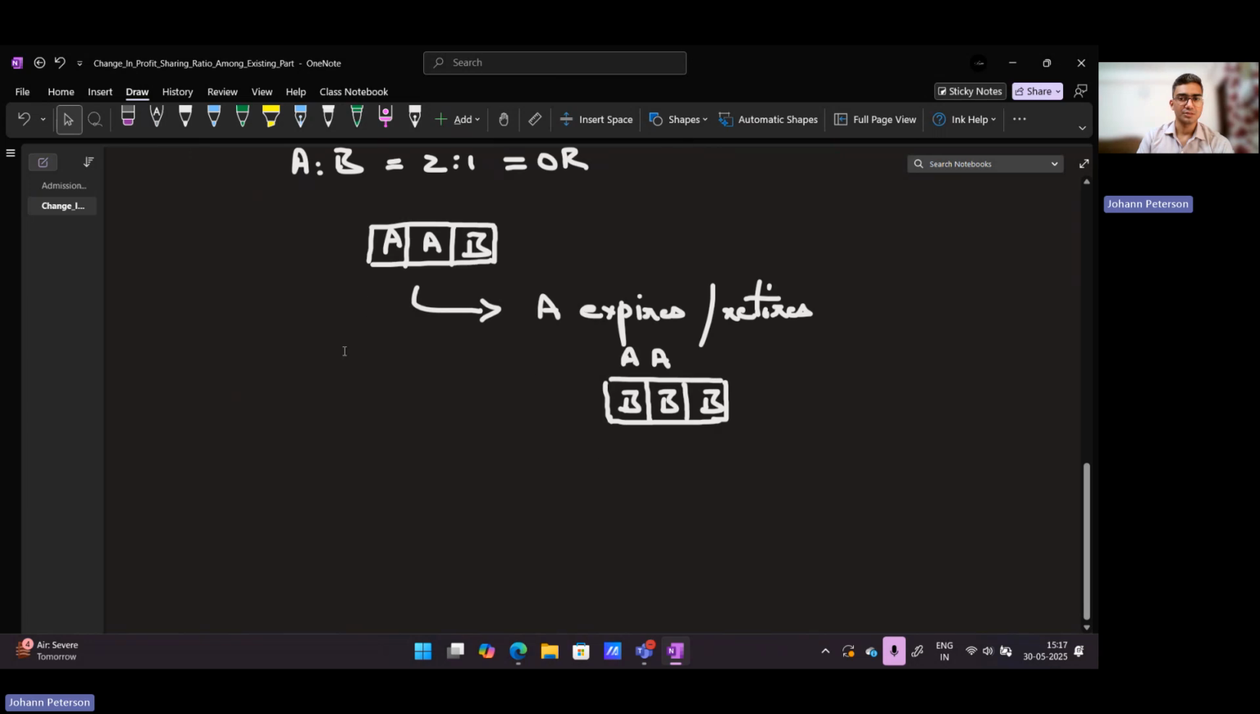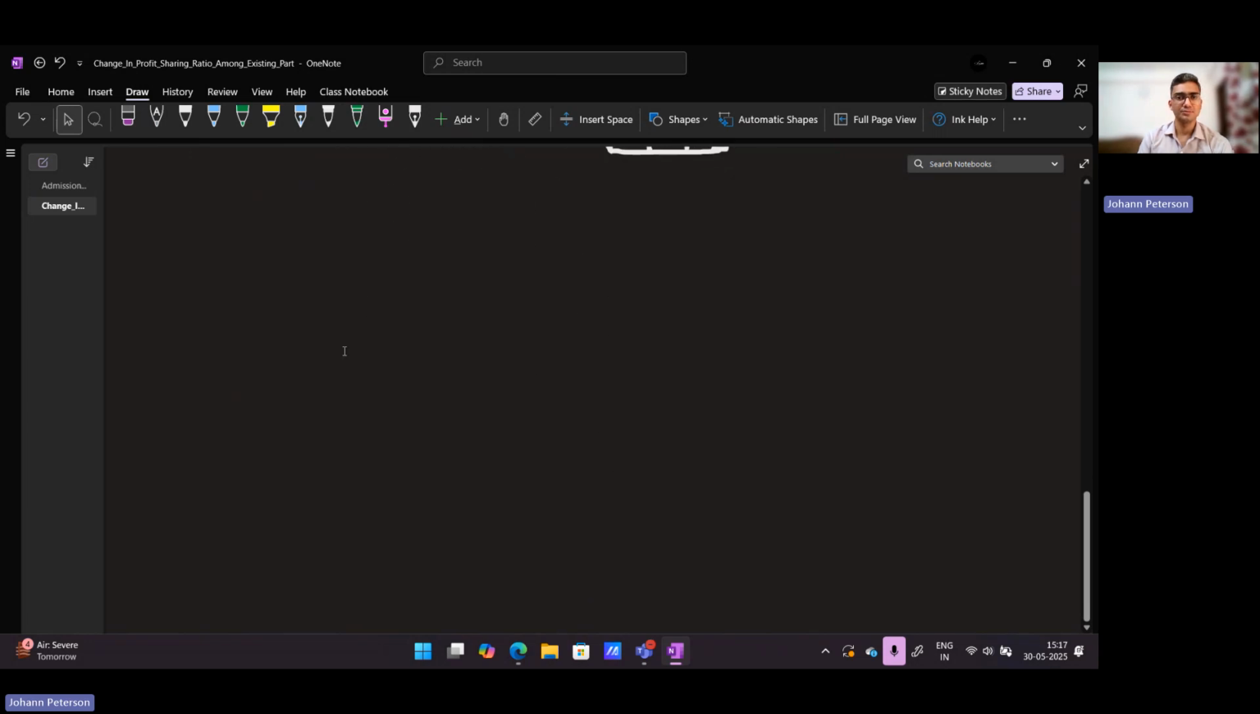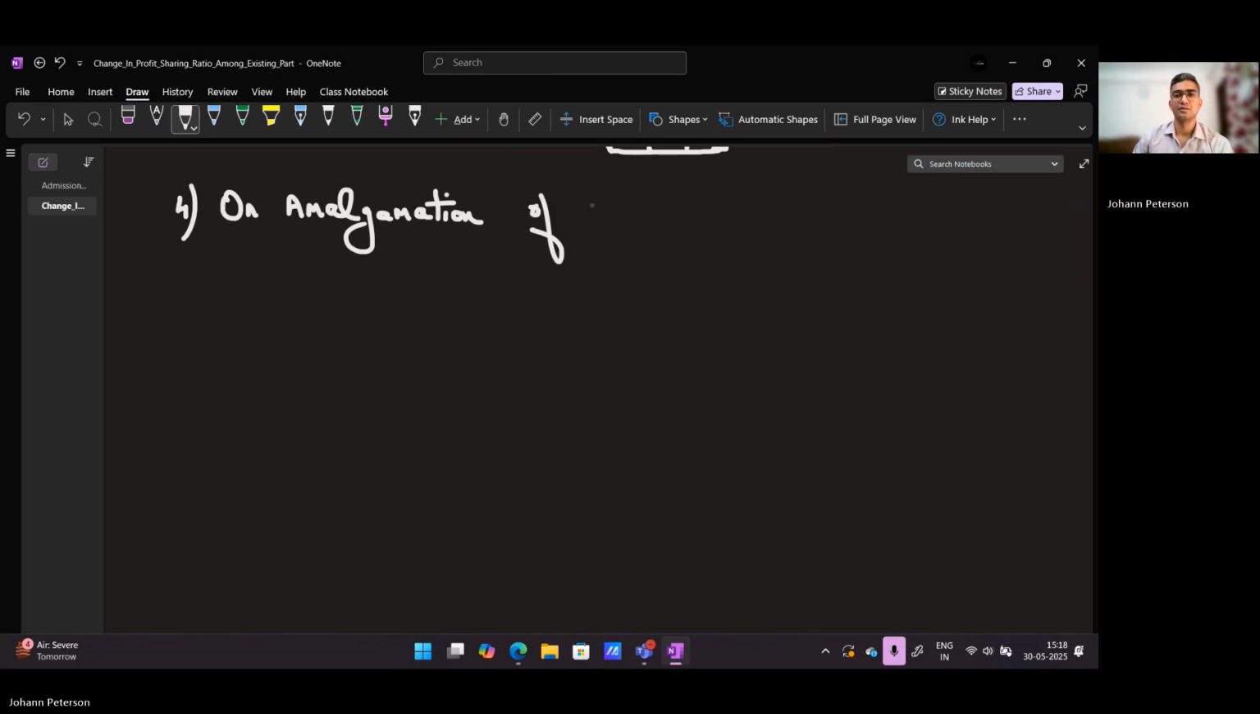The fourth situation could be when two firms unite, which is called amalgamation of two partnership firms.